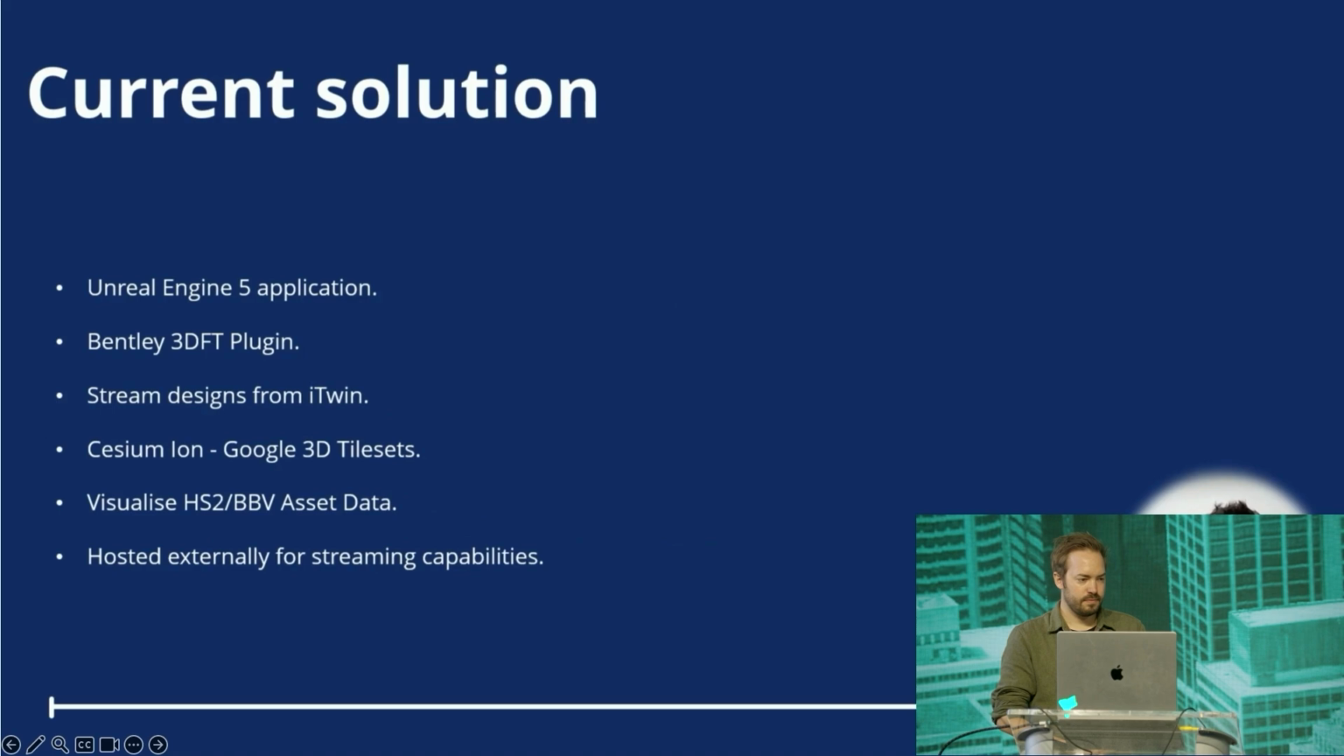So the current solution, and this is where we are today, is using Unreal Engine 5, using Bentley's 3DFT plugin that streams designs down from iTwin. We're using Cesium Ion to stream the background terrain in using the Google 3D tilesets. We can visualize key information, some BBV asset information, and we have it hosted externally so we can stream across a web browser. So this is to allow all our teams and users the ability to use the app without having a powerful laptop.